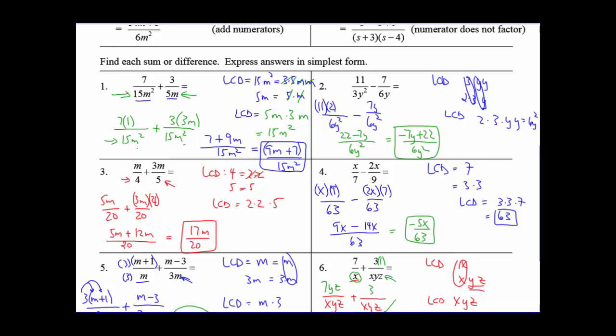Welcome back. If you notice number 2, you should have gotten a lowest common denominator of 6y squared, multiplying a 2 to the 11, multiplying a y to the 7. Therefore, we get this negative 7y plus 22 over 6y squared. On 4, our lowest common denominator was 63, so we had to multiply a 9 to the x. We had to multiply a 7 to the right-hand side, the 2x, and we end up getting negative 5x over 63. All right, next page.